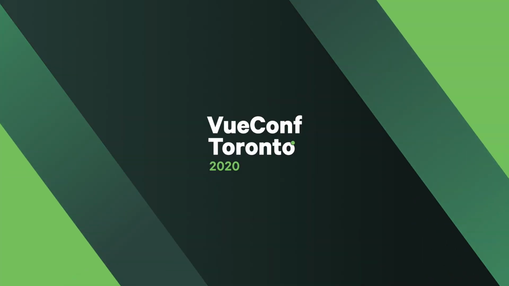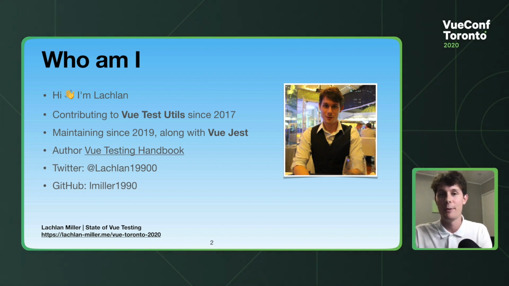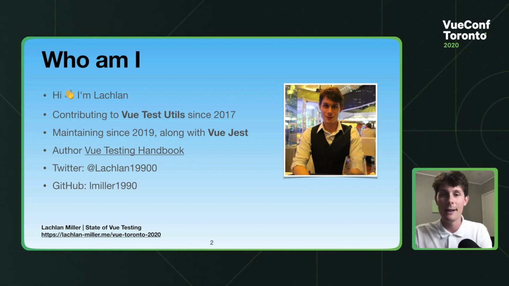Just a quick introduction to let you know a little bit about myself. My name is Lachlan and I've been contributing to Vue Test Utils since we started building it in 2017. And I've also been the primary maintainer since about 2019. I'm also the primary maintainer on a number of other libraries such as Vue Jest, which is a library that lets you use Vue components in your Jest tests.